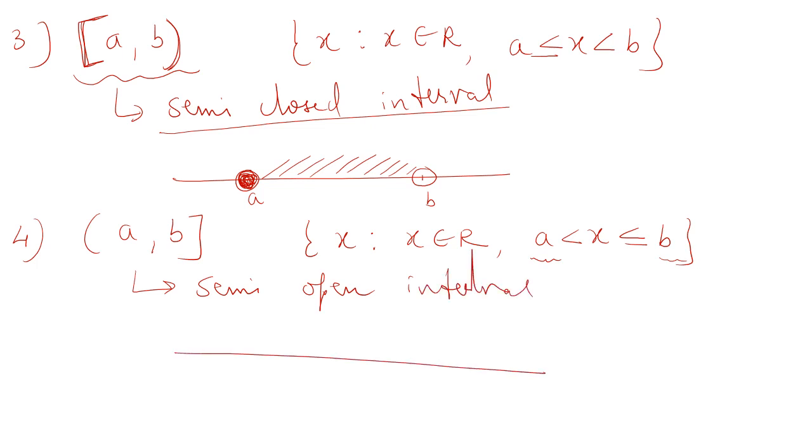And if you represent it on a real line, it is a and b. Now here, excluding a, whenever you exclude you have to take an open circle. Including, whenever you represent, you have to take a dark circle, and all the numbers lying in between a and b. So we call it a semi-open interval. So these are the four types of intervals.